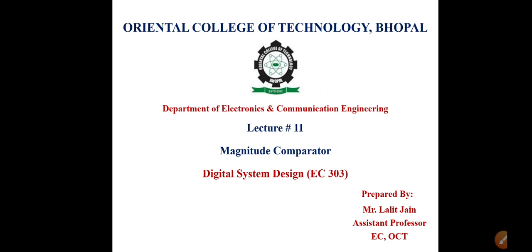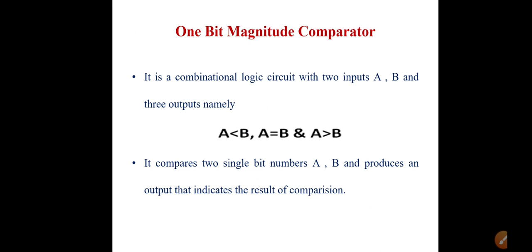Today, we will learn about magnitude comparator. So here we are going to study about the 1-bit magnitude comparator. It is a combinational logic circuit with two inputs A, B and three outputs: A is less than B, A is equal to B, and A is greater than B. So it compares two single-bit numbers A and B and produces an output that indicates the result of the comparison. We need to remember these three conditions, which will be in the form of output.